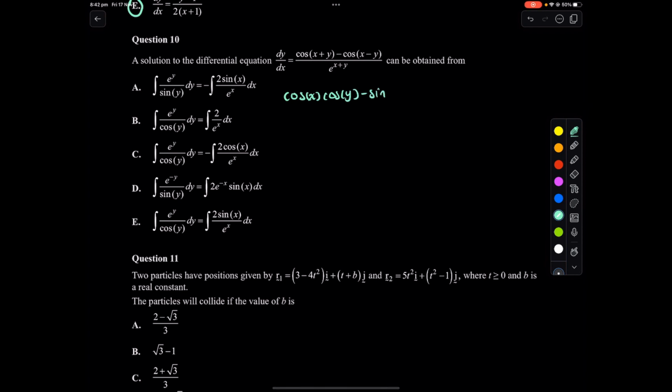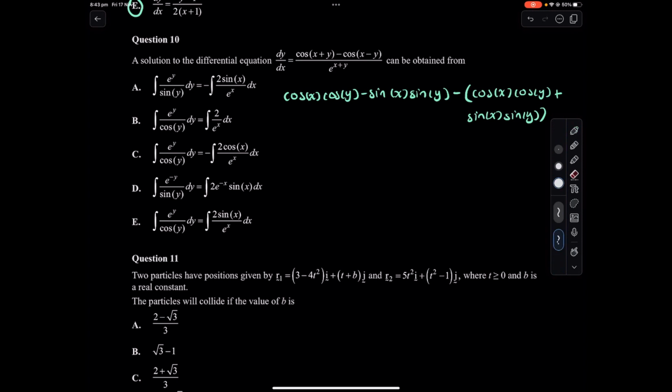minus sine x sine y, minus cos(x minus y), which is cos x cos y, plus sine x sine y. Yep, so kind of this all will be cos x cos y minus sine x sine y.